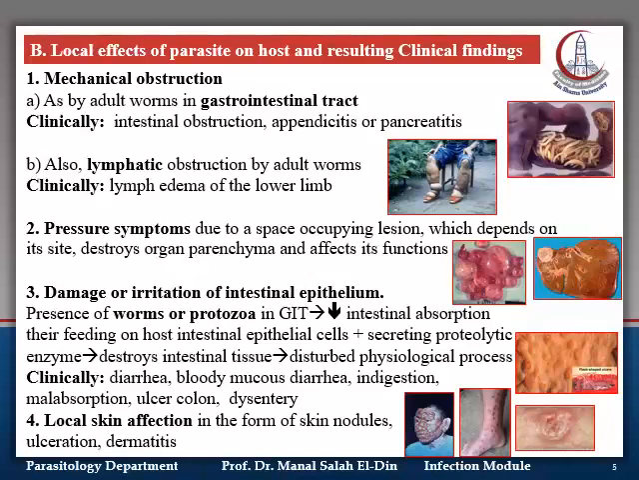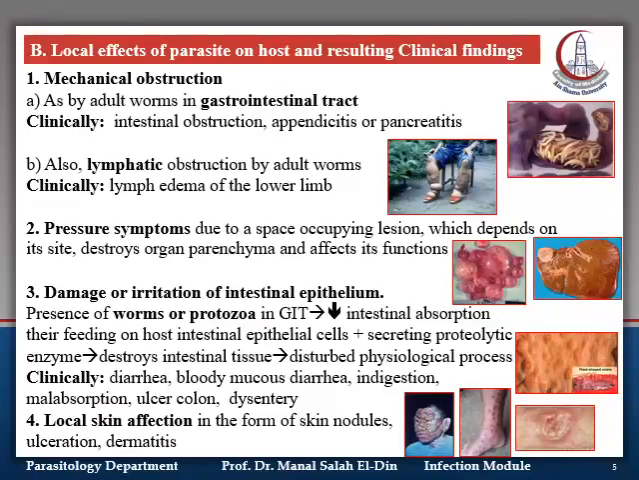We might find mechanical obstruction. For example, if the adult worms are in large number, or they are very long in the gastrointestinal tract, they can lead to intestinal obstruction, appendicitis, or even pancreatitis. Also, the lymphatic vessels can be obstructed by adult worms, leading clinically to lymphedema of the lower limbs, as you can see in this figure. Then we have number 2, pressure symptoms.